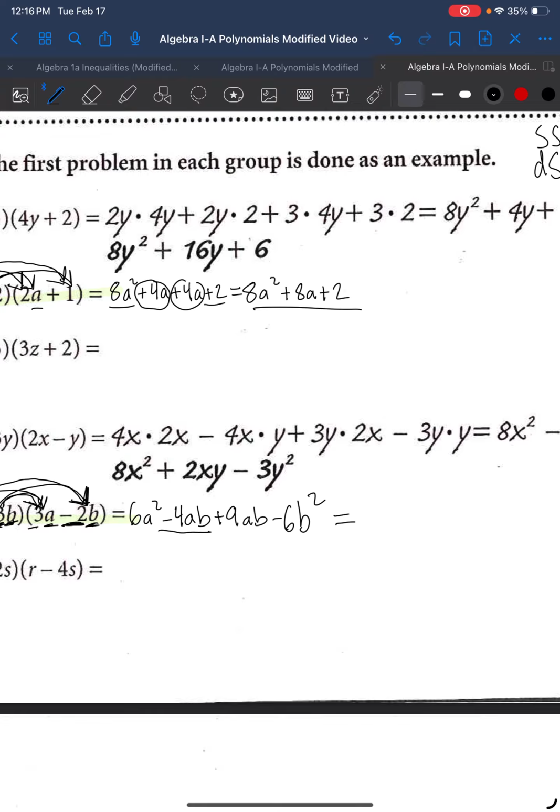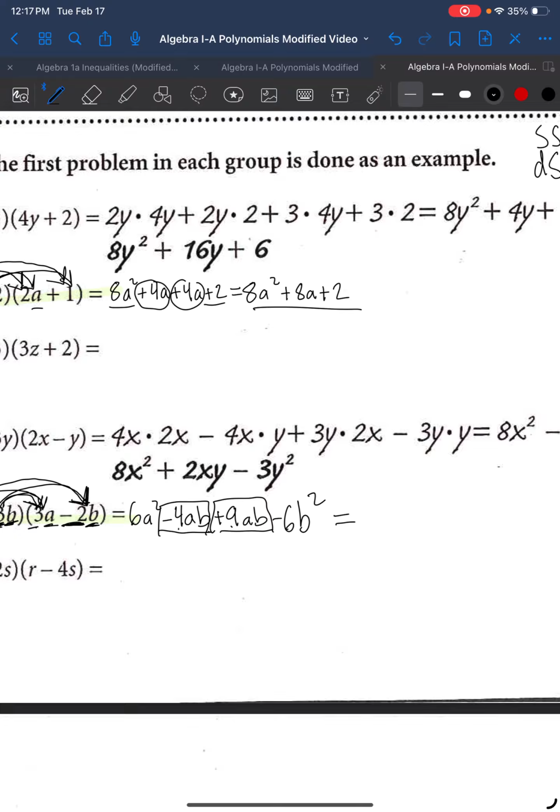Negative 4ab and plus 9ab. Those both have the same variable parts. They both have a, b. So I can combine those. Negative 4 plus 9, it's like if I owe the bank $4 and I deposit $9, I am going to have $5, positive $5. So I can combine those.